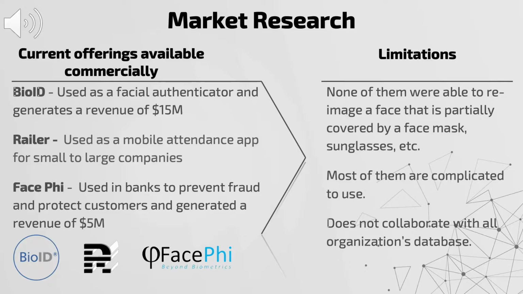BioID is one of the popular products which is used for authentication using face. This is used in mobile devices to authenticate the device using the facial recognition rather than a typical password. Face authentication makes the device more secure as it has lower error margins. Next is Railer. It is used as an attendance app for many small and large companies. This makes it easier for an organization to track the presence of an employee in a shift or on a particular working day. Another popular one is FaceFree.